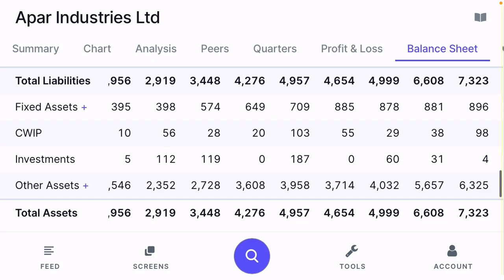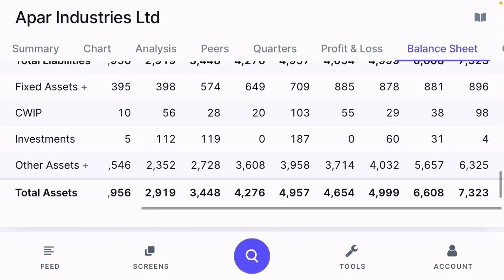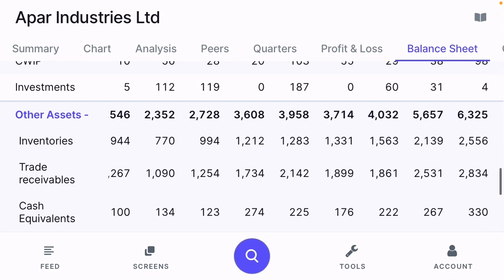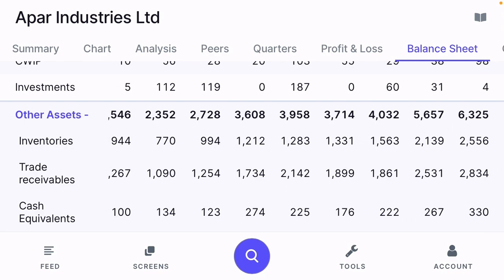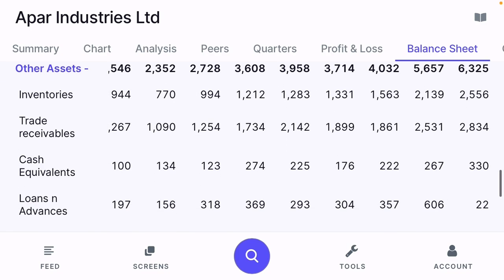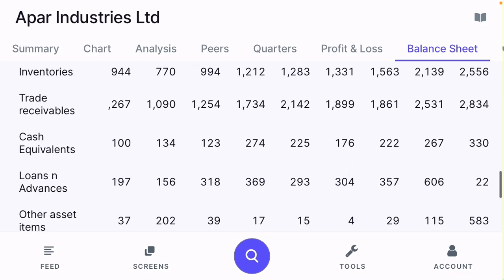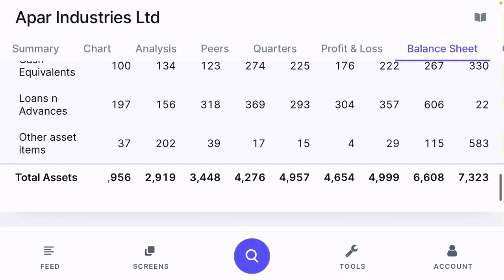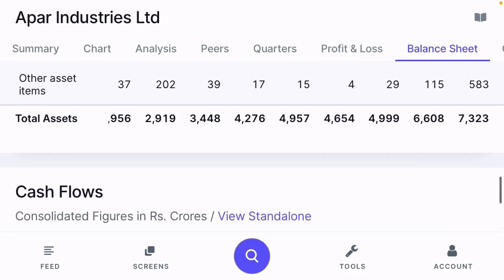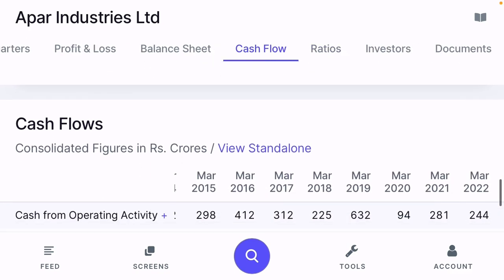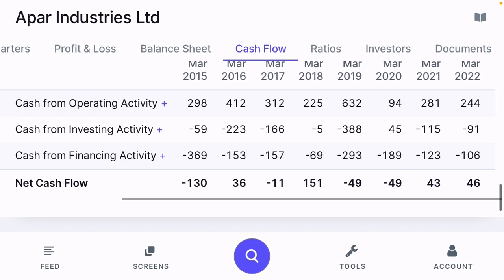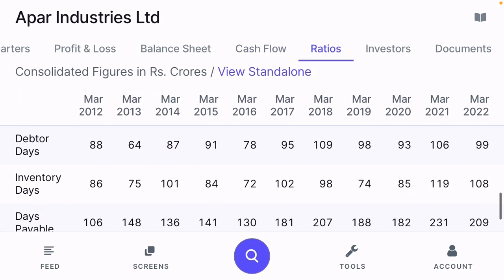Okay. If you talk about investment, the company has some investment in the market, but if you talk about other assets, the company has inventory of 2,526 crore, and trade receivables of almost 2,834 crore to be received from the market. Cash equivalent 330 crore, loan advance 22 crore, other assets 583 crore. Overall, the market, operating profit and everything are very, very good, exponential.